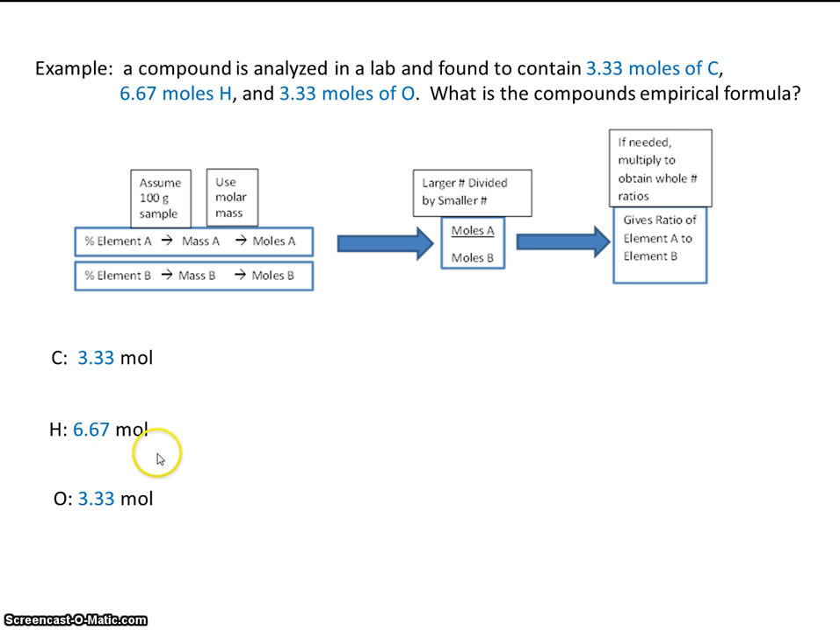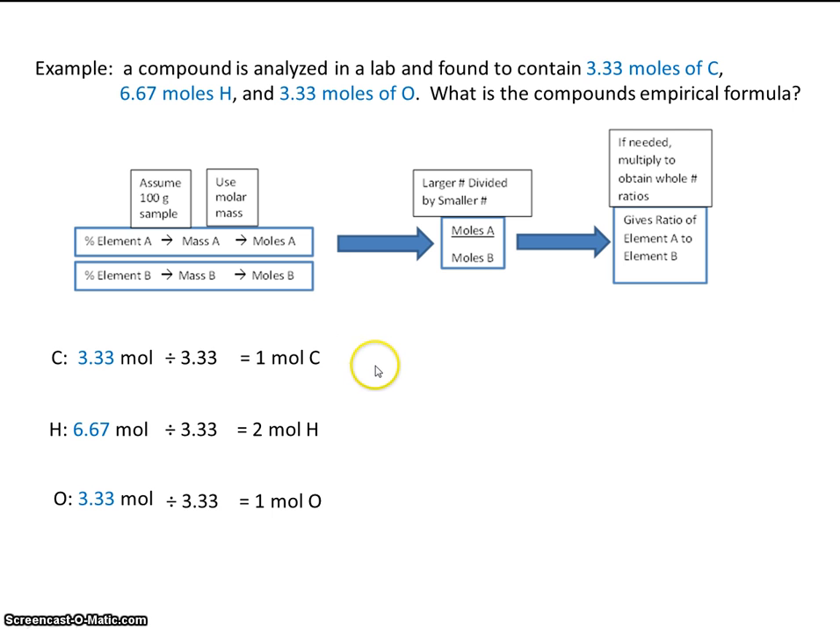So what we want to do, and I advise that you set up your paper in this fashion, it makes this kind of calculation fairly simple. We want to divide all these numbers by the smallest number. So let's divide 3.33 by 3.33. Let's divide 6.67 by 3.33, and 3.33 divided by 3.33. Now once we do that, of course, that gives us a ratio. And the ratio, of course, is 1 mole of carbon, 2 moles of hydrogen, and 1 mole of oxygen.